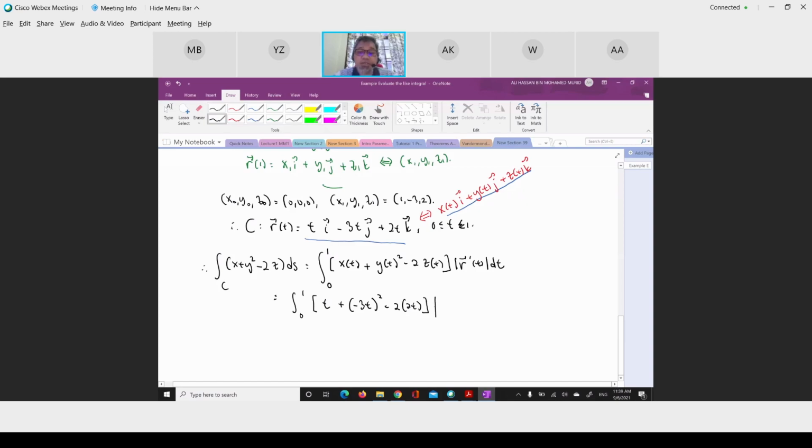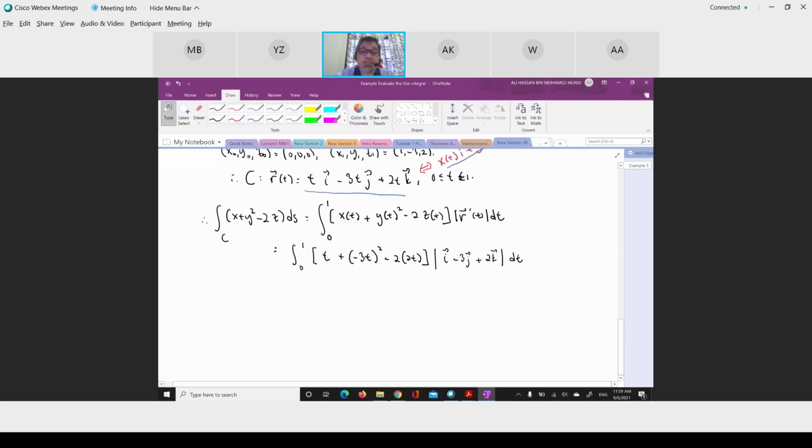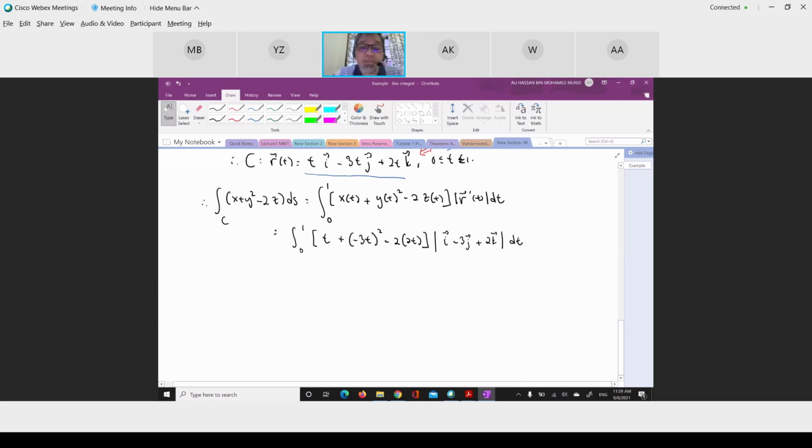Next we have the modulus of r prime t. We have r(t) there, so r prime is i minus 3j plus 2k. And this modulus has no t in it. So the modulus is equal to the square root of 1 squared plus minus 3 squared plus 2 squared, which is equal to the square root of 1 plus 9 plus 4, which is 14.